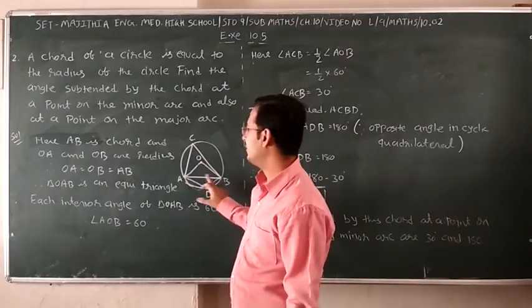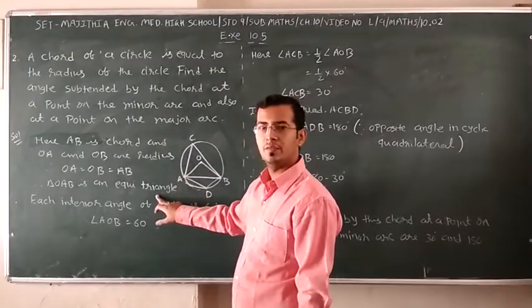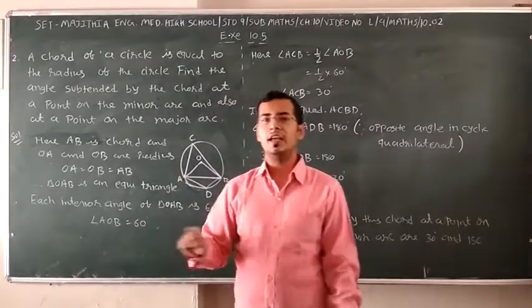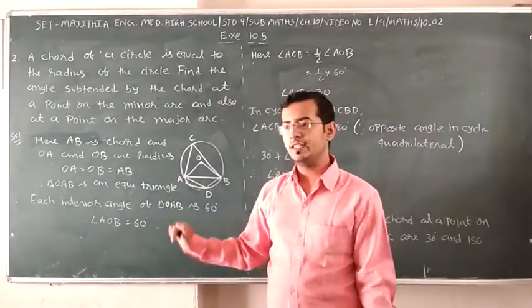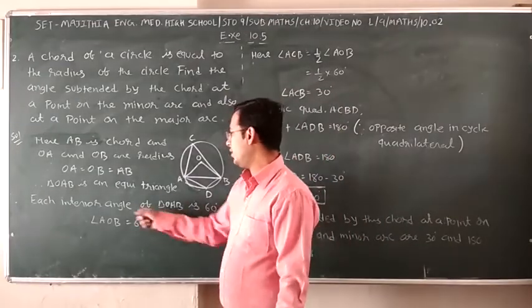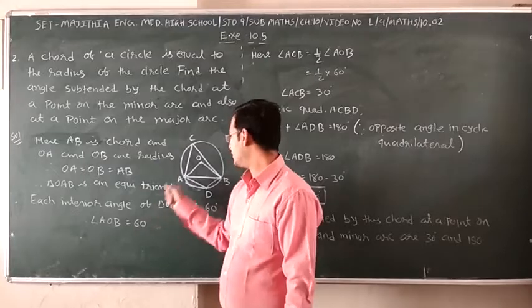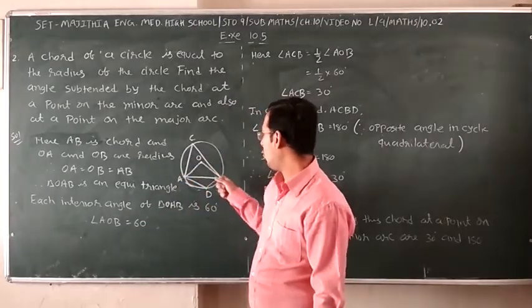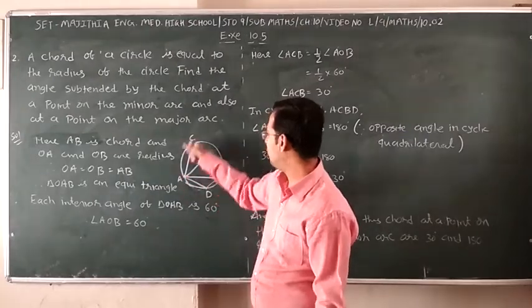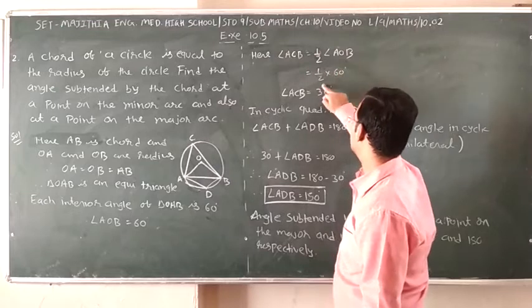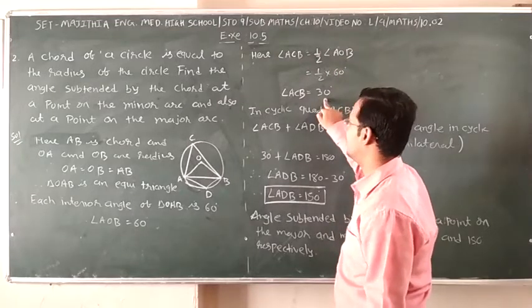That is, triangle OAB is an equilateral triangle. In an equilateral triangle the interior angles are 60 degrees, which we already learned in chapter 7. So in triangle OAB all the angles are 60, which means angle AOB is equal to 60. Now angle ACB is half of angle AOB, so ACB is 60 halved, which is 30.